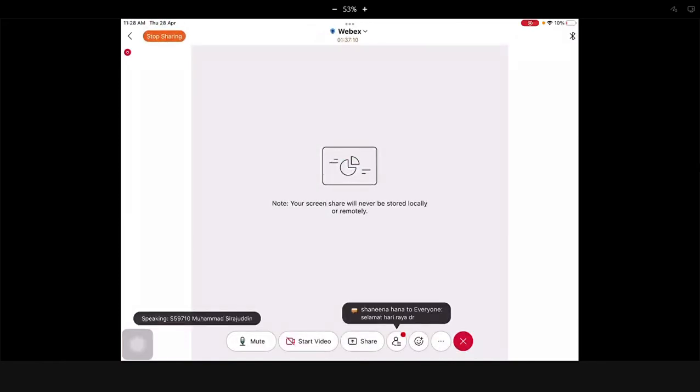Midterm sampai chapter mana, doktor? Midterm sampai term mic je kot. Sekejap saya double check. Nanti saya akan bagi tahu dalam group ya. Kot saya sampai term mic je.